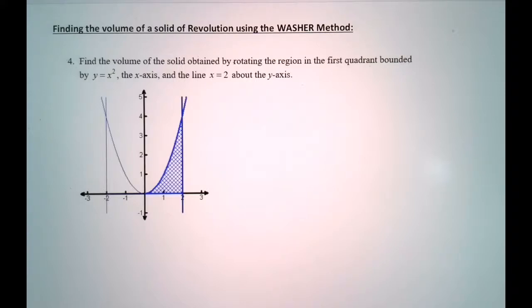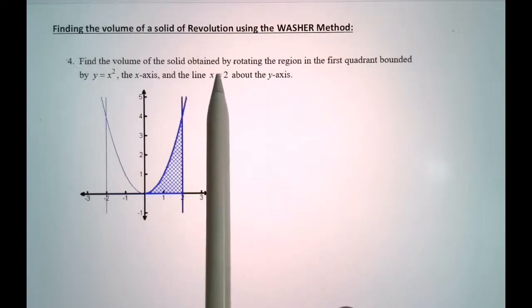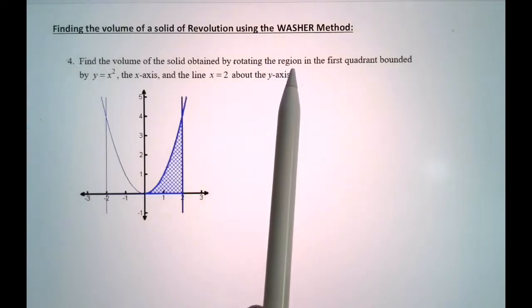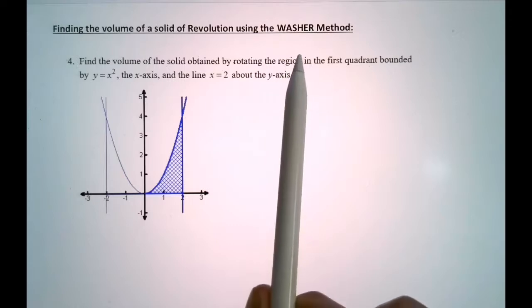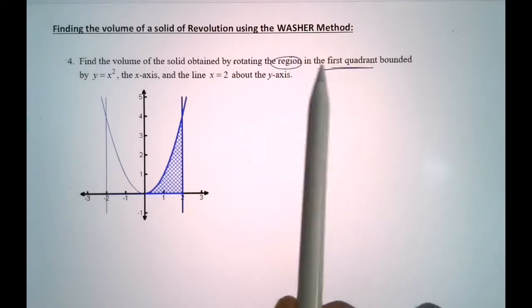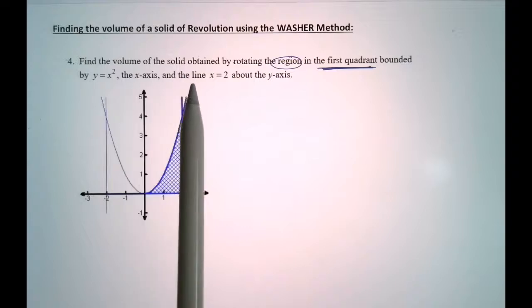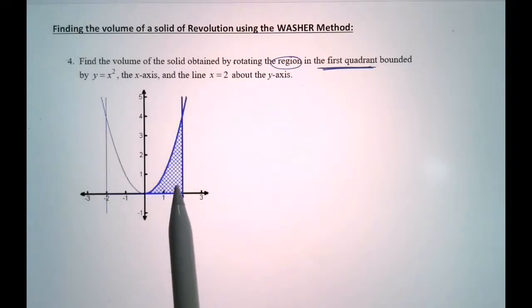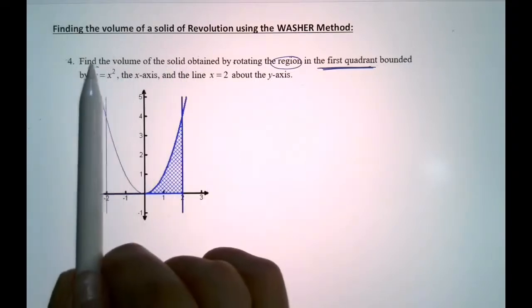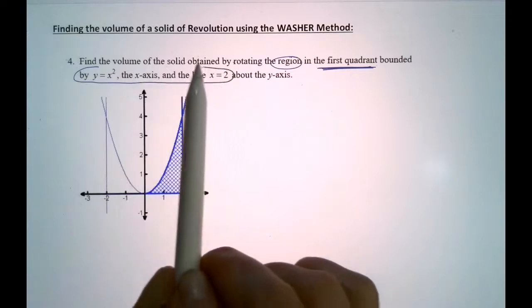Obviously you can see that I've already drawn the image and shaded it out, and then we'll put our spinner in. So we're going to find the volume of the solid obtained by rotating the region. That's really important. I want to identify that first. In the first quadrant, bounded by y equals x squared, the x-axis, and the line x equals 2. So that is your region. That's what you want to really spend a lot of time on.